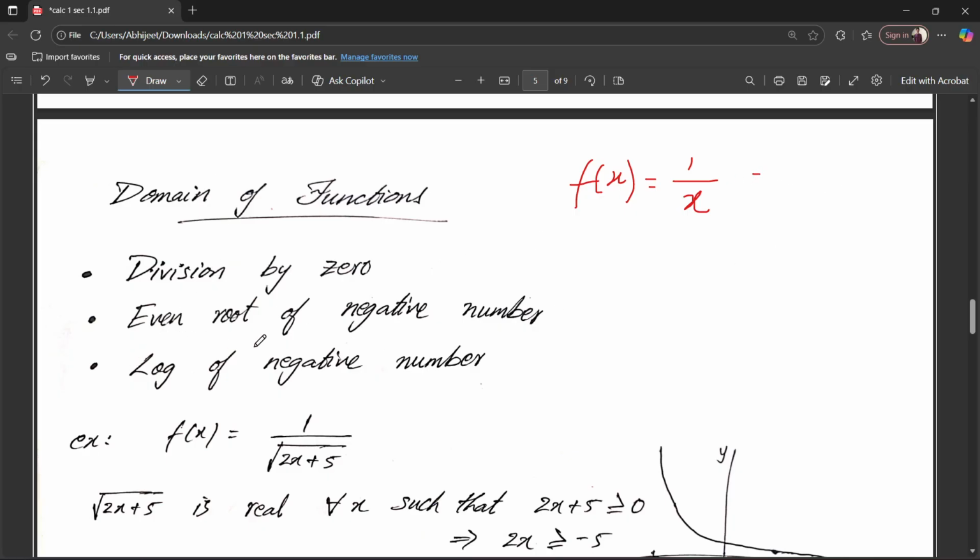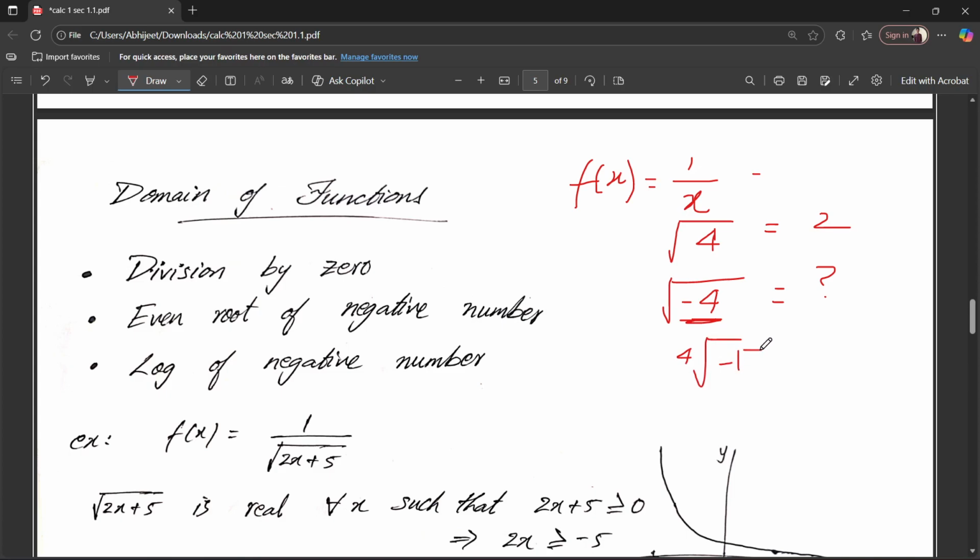And next is even root of a negative number. What does that mean? We have square root of 4, which you know the answer is 2. But can you have the square root of minus 4? No. So something in the square root, that thing cannot be negative. This also applies to not just square roots, but also any even root, essentially.